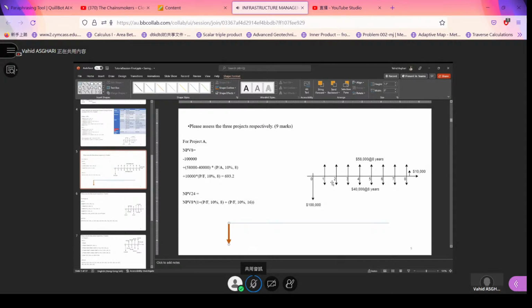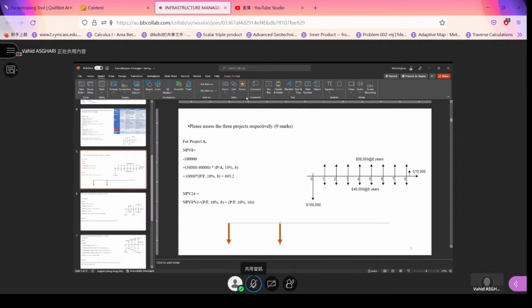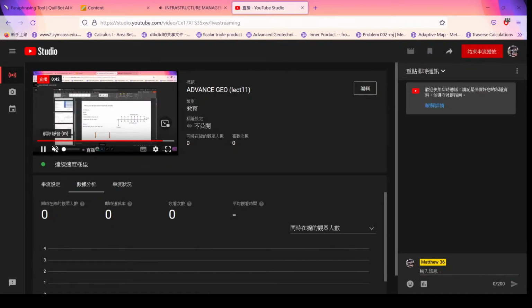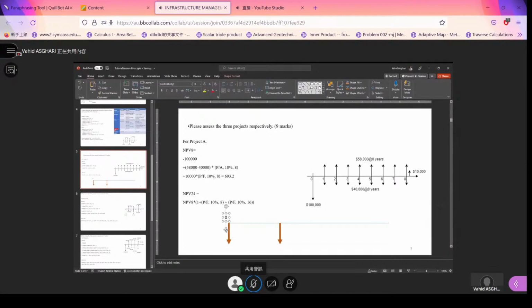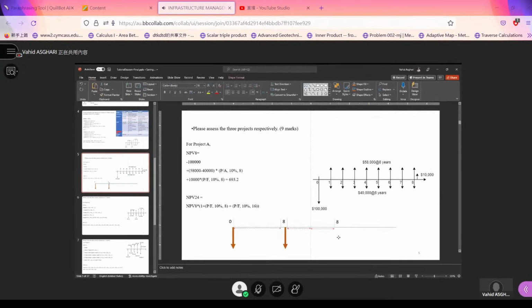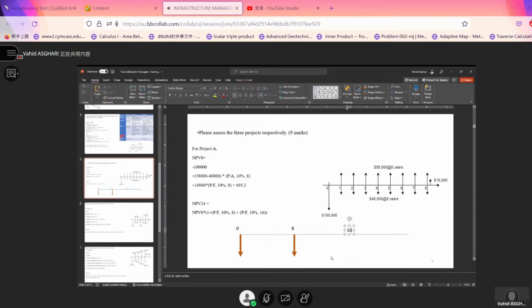The equations for this section, I should emphasize on this one. So let's say that you found the net present value for the first 8 years, and then you repeat it one more time. Let me add a text box here, 0. This is one more time. Your 0, then we will have 8, and then another time we will do it to 16.